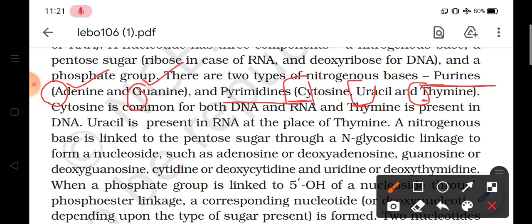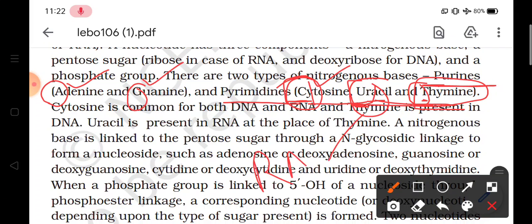Now, we are studying that nucleotides are present in DNA and also in RNA. So what is the difference? Cytosine is common for DNA and RNA. What are we able to see here: cytosine, uracil and thymine. Cytosine will be present in DNA and it will be present in RNA. But for uracil and thymine, thymine is present in DNA only and uracil is present in RNA.